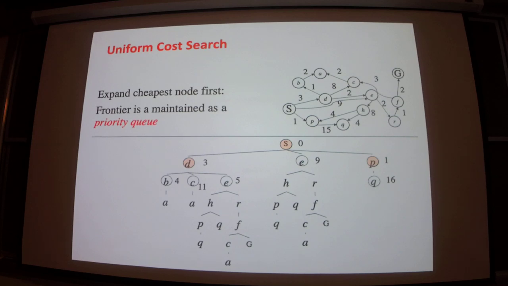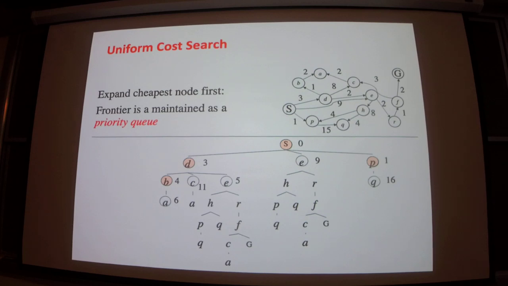Okay, so we explored P. P had one child, it was very expensive to get there. So we're going to back up and say what's the next lowest cost node in our priority queue, and that's D. So then we pop D out, we look at all of its children and push them on with keys associated with how expensive it would be to get there, considering how expensive it was to get to D. Does that make sense? Okay, so then we're going to take out the next cheapest one, that's B.